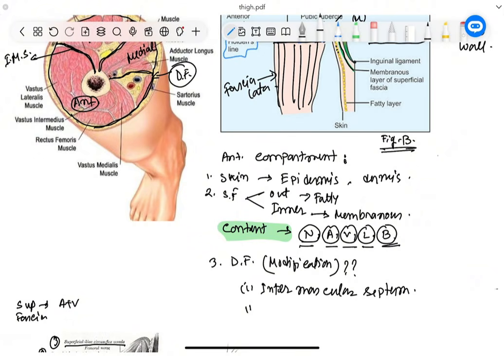Then there is also one more modification of the deep fascia, that is called the iliotibial tract. And also there is an opening in the deep fascia, the fascia lata, called the saphenous opening. So, that is all about the modifications of deep fascia. Now, the intermuscular septum I said already. Let us learn about the last two, that means the iliotibial tract and the saphenous opening.